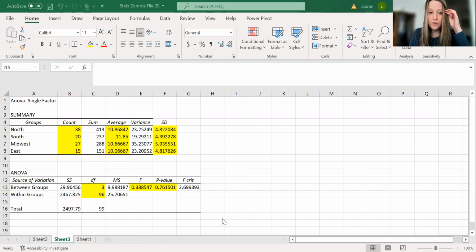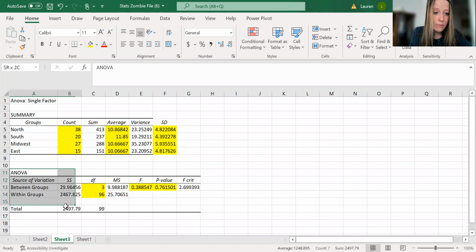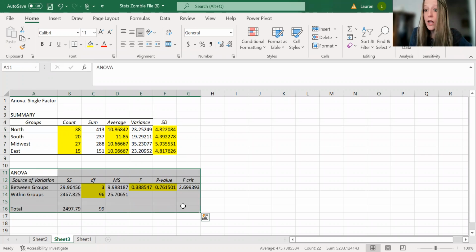So this is the table that I got as output for what we did in class. We have each of our regions, North, South, Midwest, and East. We have our counts, or our sample size, for each group. We have the mean for each group and the standard deviation. These are our descriptive statistics for each group. And then this table is our ANOVA analysis.